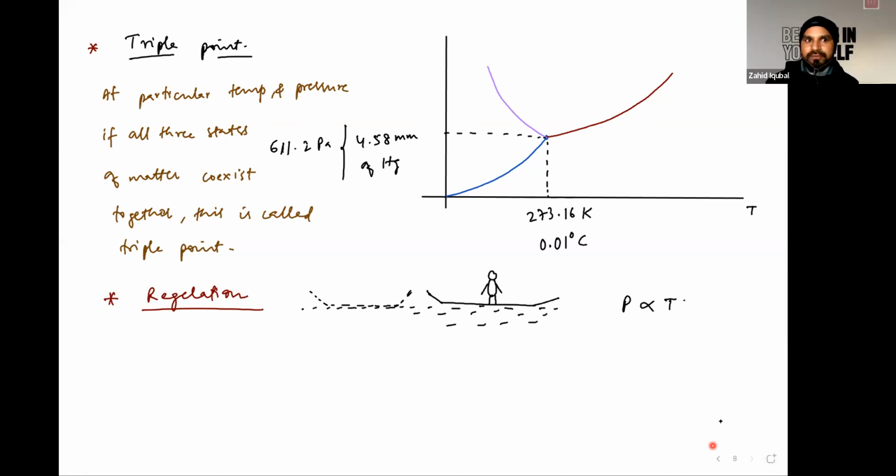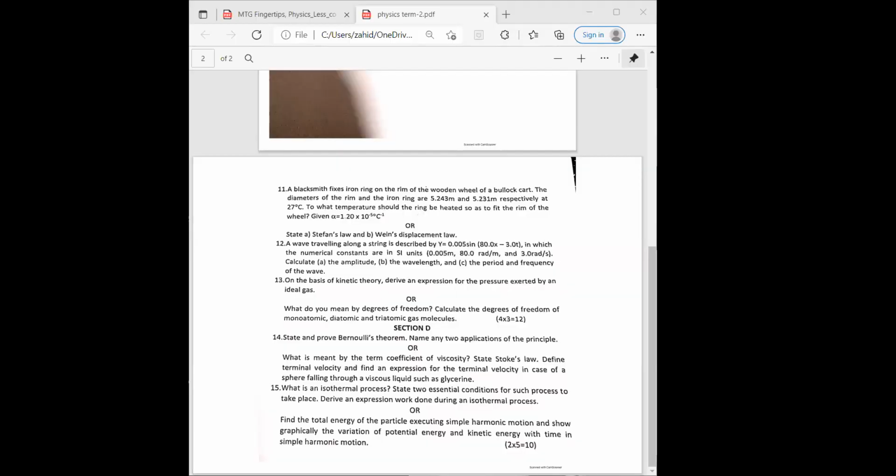So this is all about the first part of this chapter, thermal properties of matter. There will be another question, just 1 minute. Let me just show you. Just read question number 11.